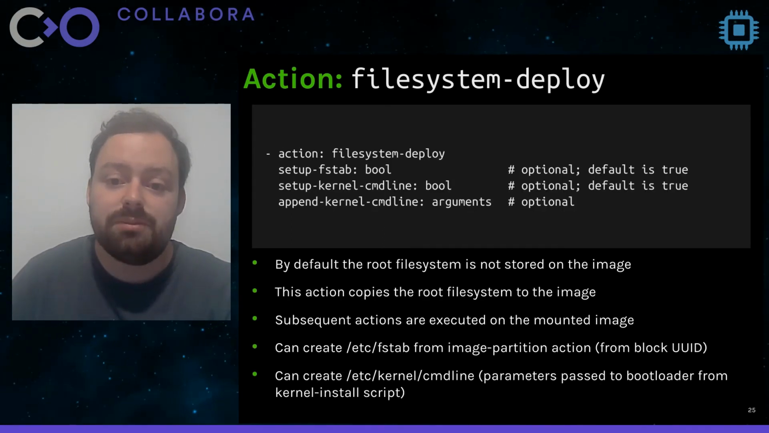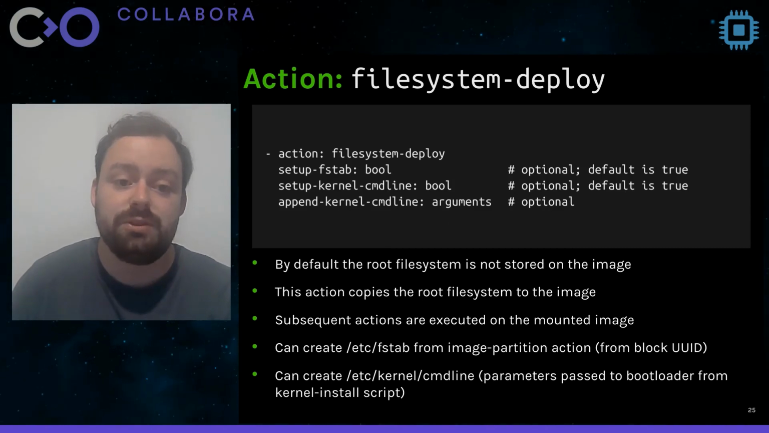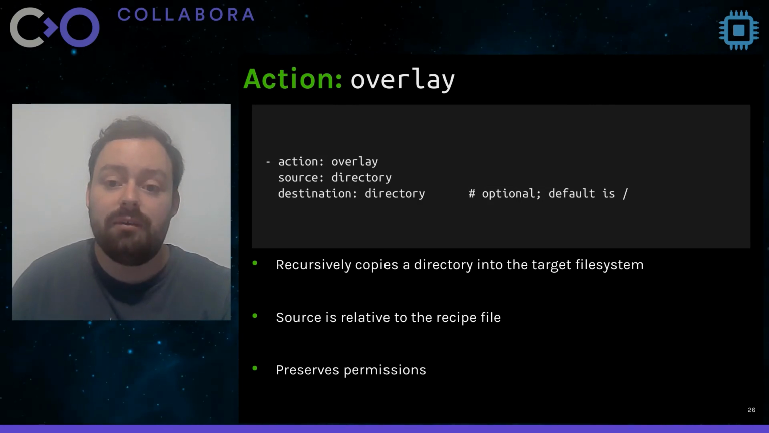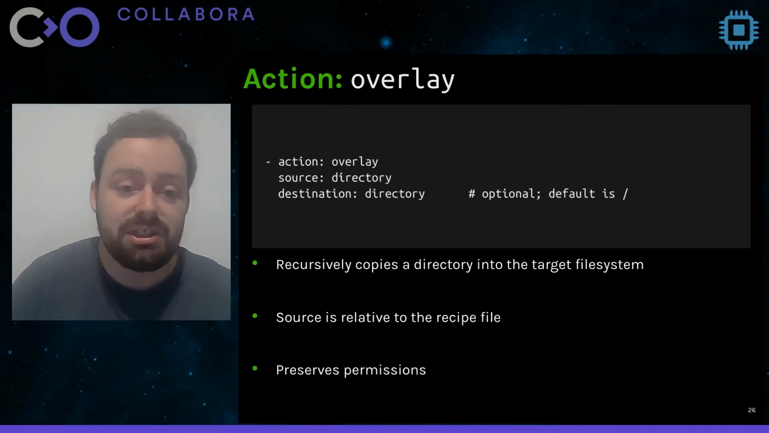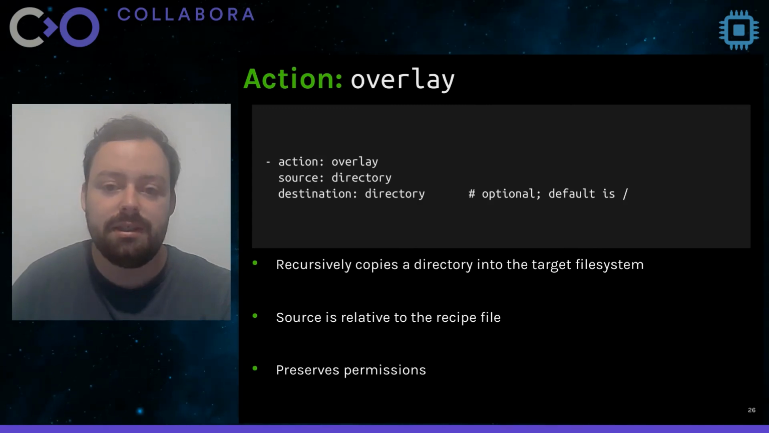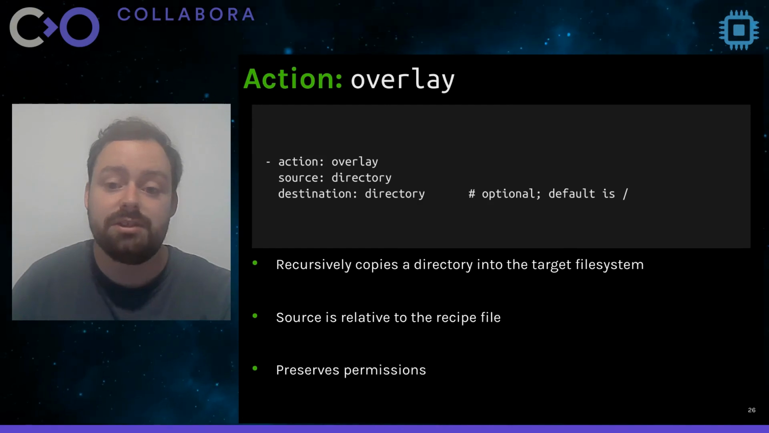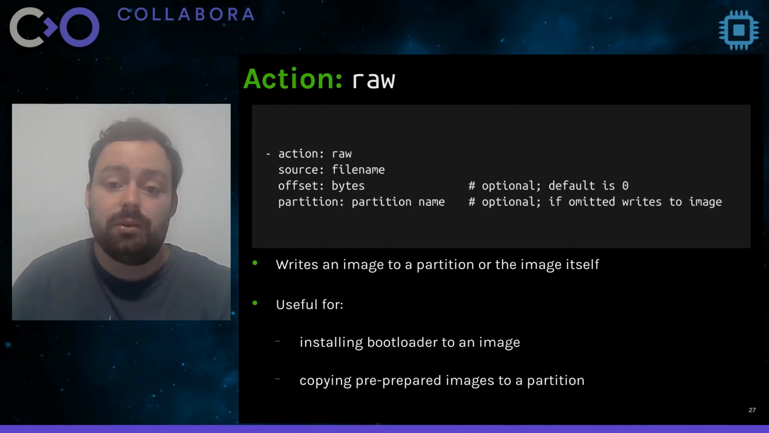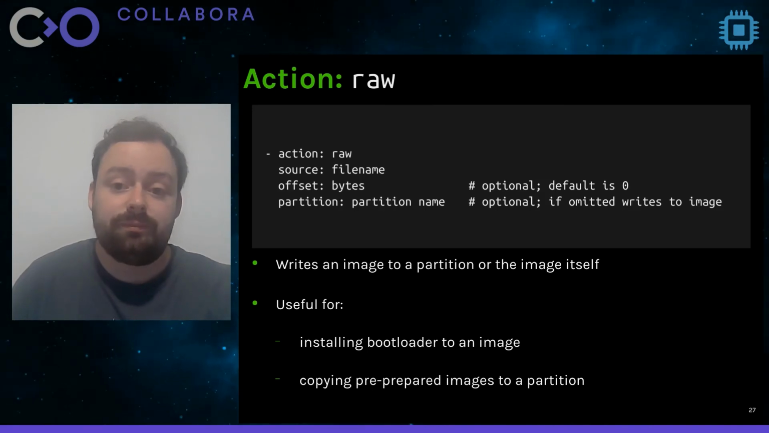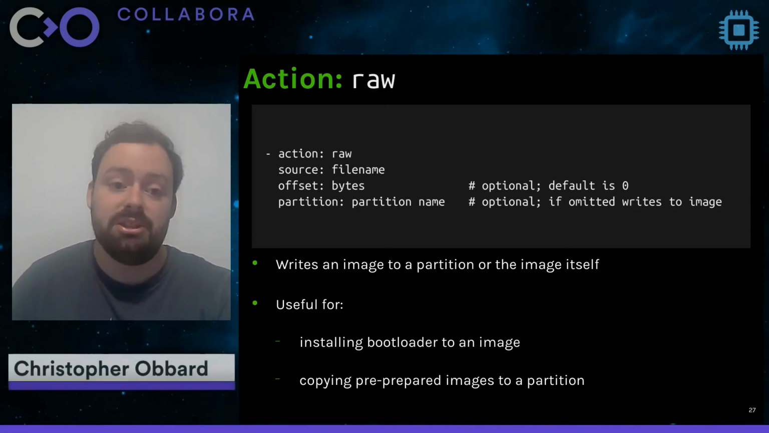You can use Debos to generate a system or an image which contains virtually anything in it. We've got filesystem deploy, which actually copies root file systems from a temporary directory into an image. We've got overlay, which copies files from your host machine into the container and inside the target file system. We've got the raw action, which writes images to a partition. So you can write things like bootloaders or pre-prepared images.